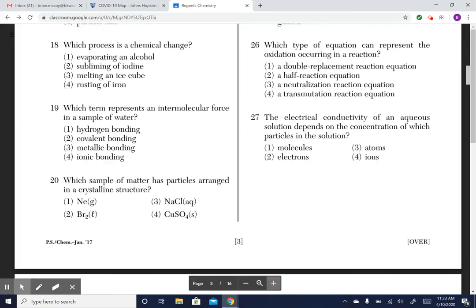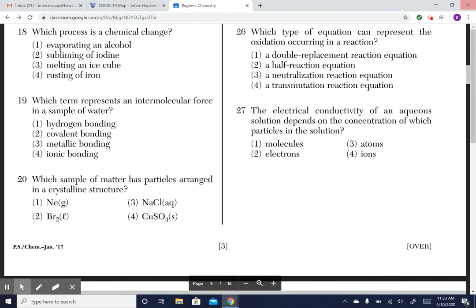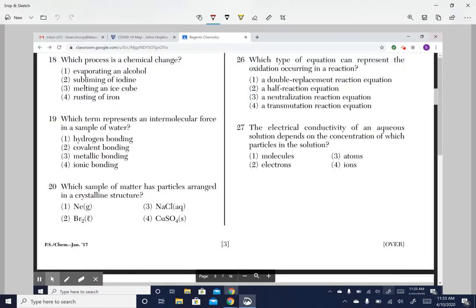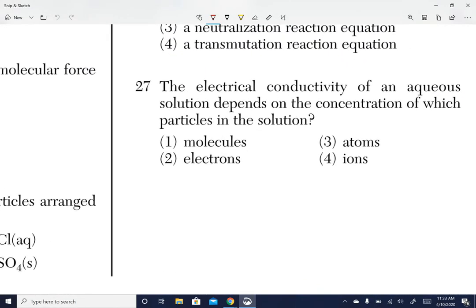Sorry. 27. Electrical conductivity of an aqueous solution depends on concentration of the ions. More ions means higher concentration. We just spent some time on that. And if they're floating and moving and mobile, it will conduct, right?